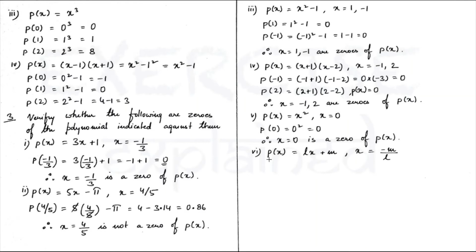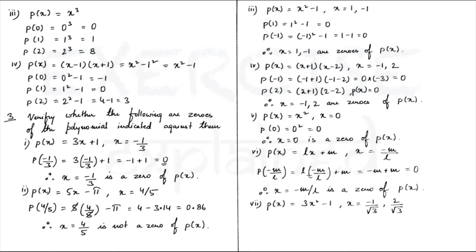Now this one looks a bit complicated, but it's not. P of x is equal to lx plus m. So we just need to substitute x as minus m by l. So you can see here I've substituted x as minus m by l. So l and l cancel. We are left with minus m plus m. So minus m plus m gives us 0. Therefore, we can write minus m by l is a 0 of p of x.